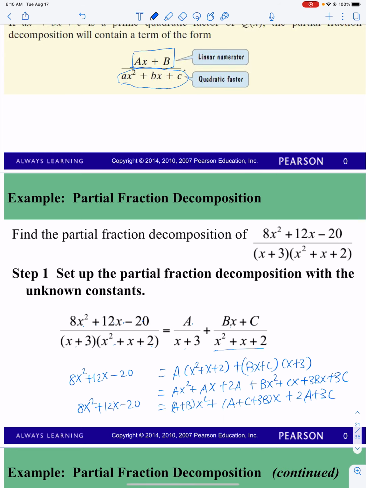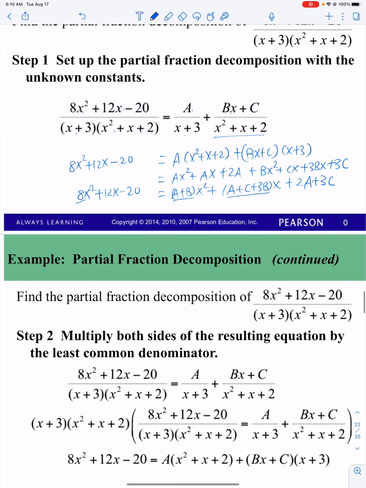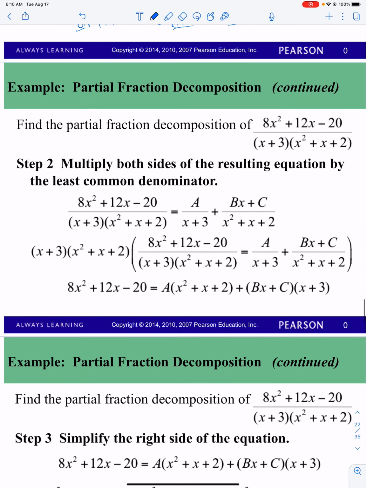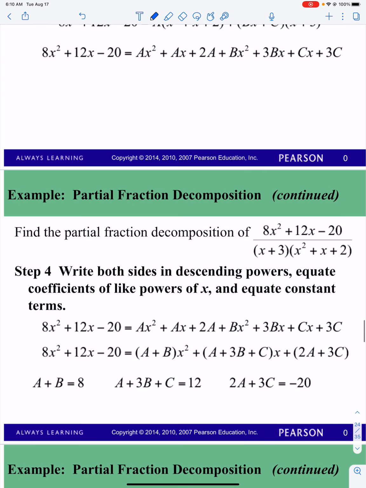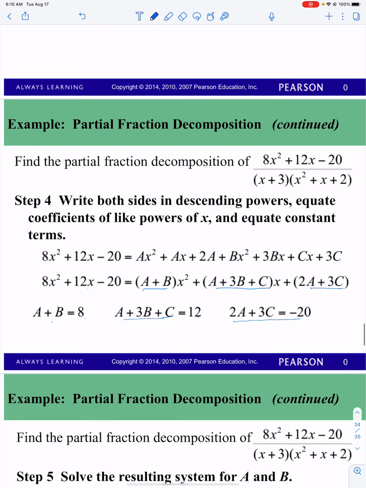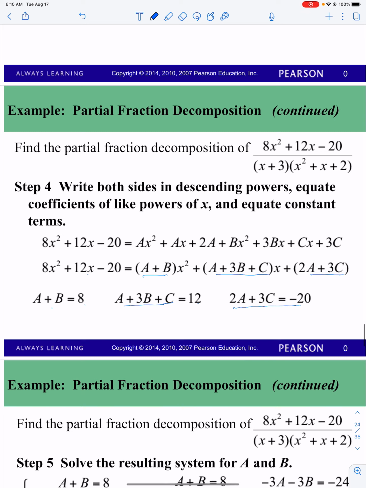Yeah, then what will you do? Compare the coefficients, yeah? So what will you get? So when you compare the coefficients, this is this step. It's A plus B equal to 8, A plus 3B plus C equal to 12, 2A plus 3C equal to what? Negative 20.